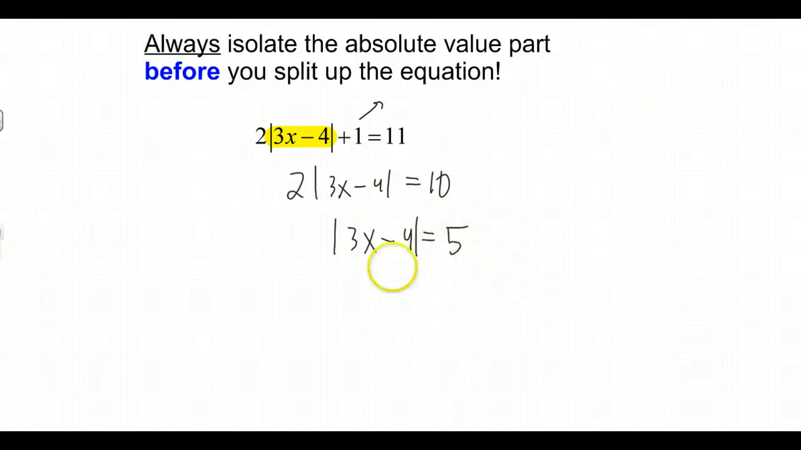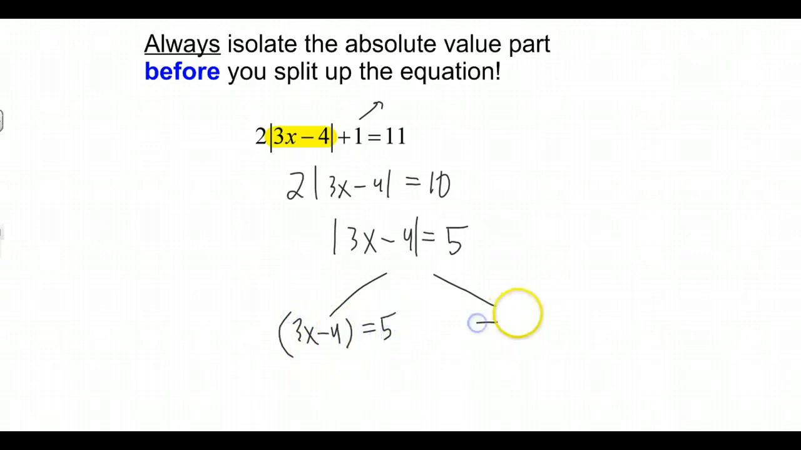Now you've isolated it, so now you split it up. Don't split it up to start with. You will get this problem wrong every time. So you want to isolate it first, and then you have 3x minus 4. That's the positive case, equal to 5. In the negative case, we have a negative in front. Negative 3x minus 4 equals 5.